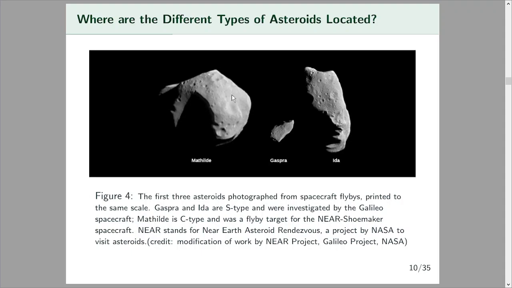The first 3 asteroids photographed from spacecraft flybys, printed on the same scale. This is Gaspra and Ida. The 2 on the right are S-type, taken by the Galileo spacecraft. Matilda is a C-type and was a flyby of the NEAR Shoemaker spacecraft. NEAR stands for Near Earth Asteroid Rendezvous Project.